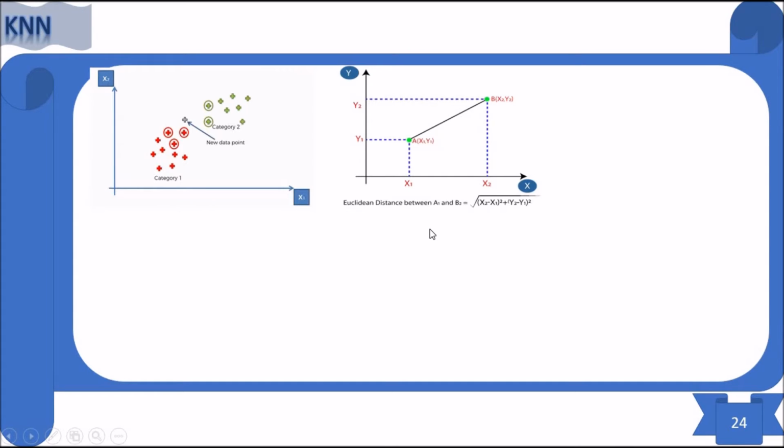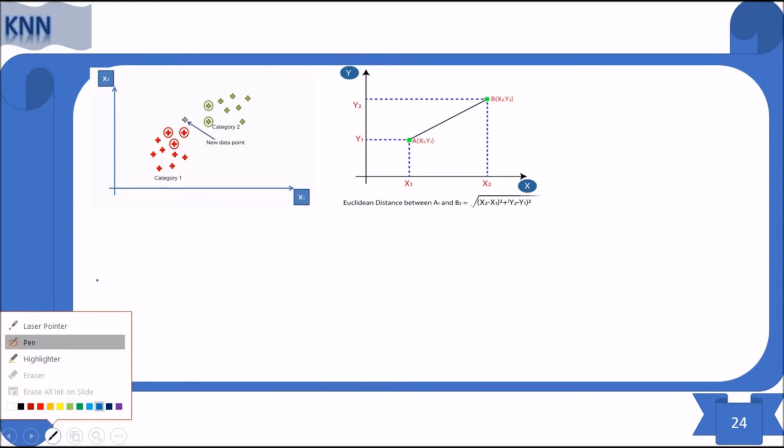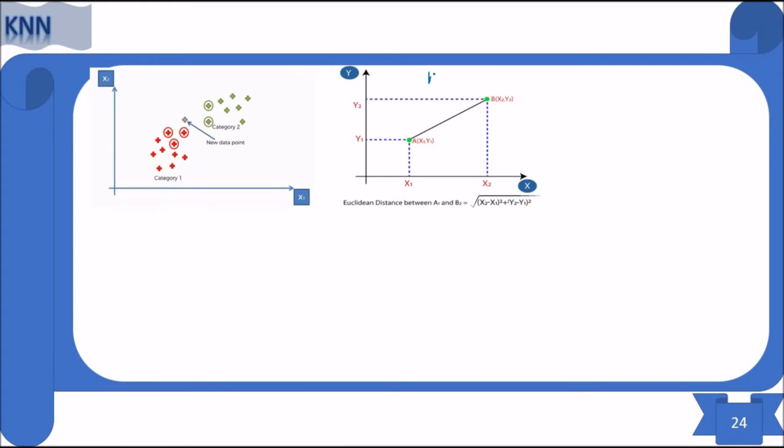Now let's apply the steps on our data and find out the category of the new data point. Step 1 is to choose the number of k neighbors. So let's suppose here k is equal to 5. Let me write it down. So here we have k equals 5.